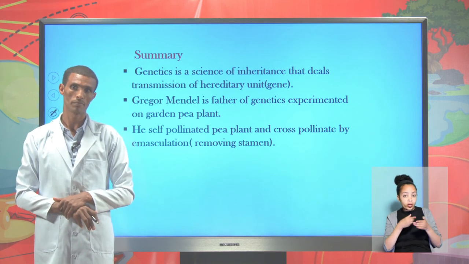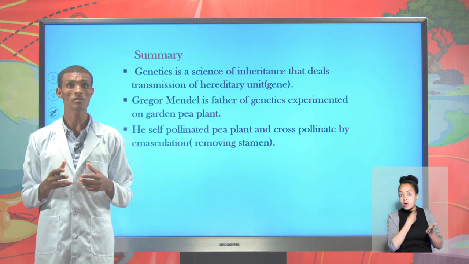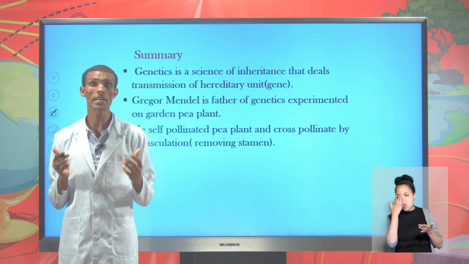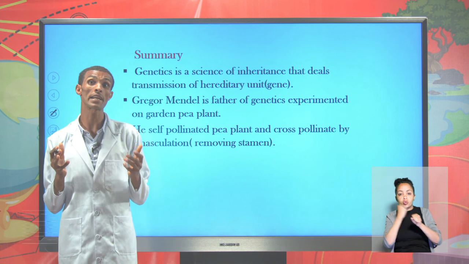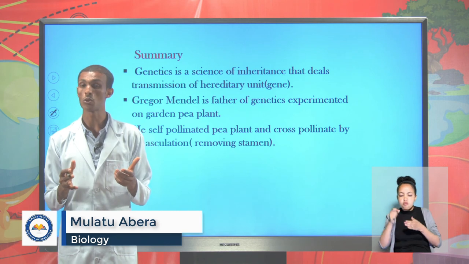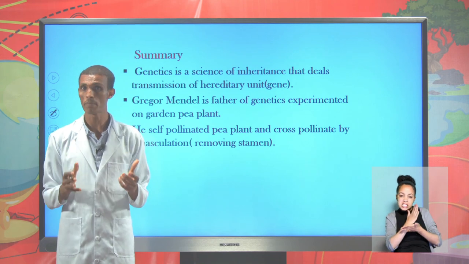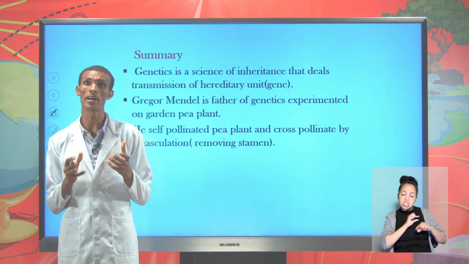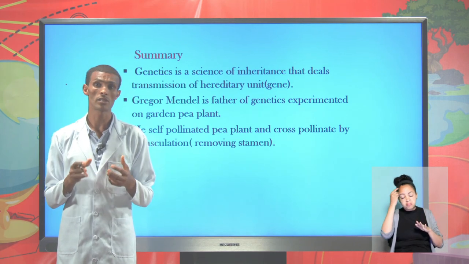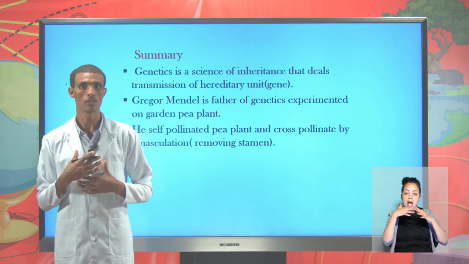In today's lesson, we have seen what biomes genetics mean, and some genetic terminology. Additionally, we have seen why Gregor Mendel preferred to work on garden pea plants, and why he removed the stamen during his experiments. And again, we have seen an example and deduced the genotype and phenotype of a cross of a given trait. In our coming lesson, we will start with what dominance is and what a dihybrid cross is. Until then, goodbye, students.